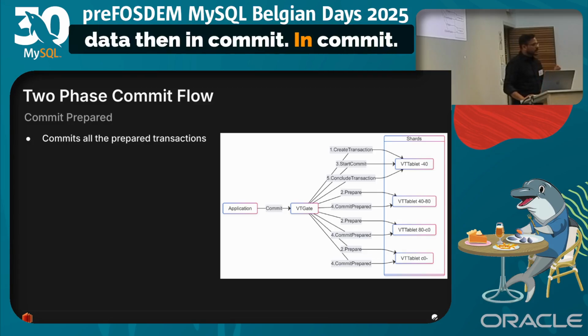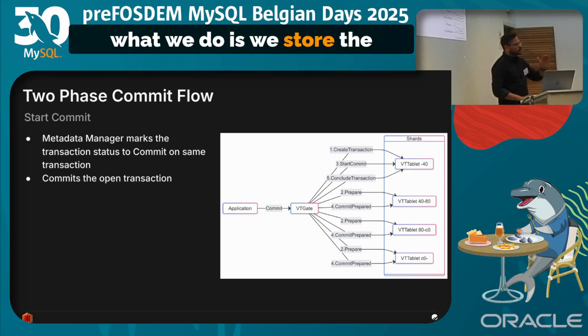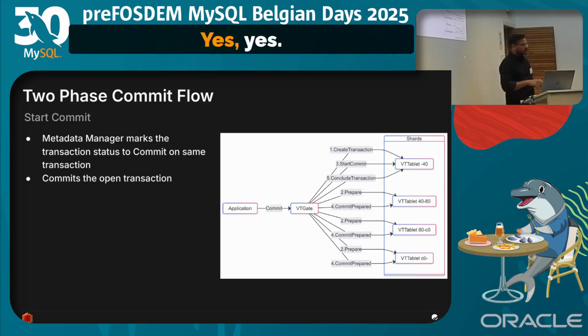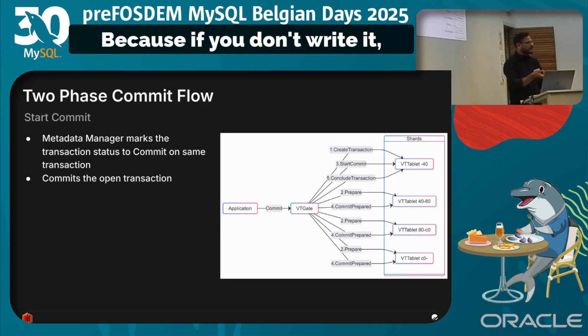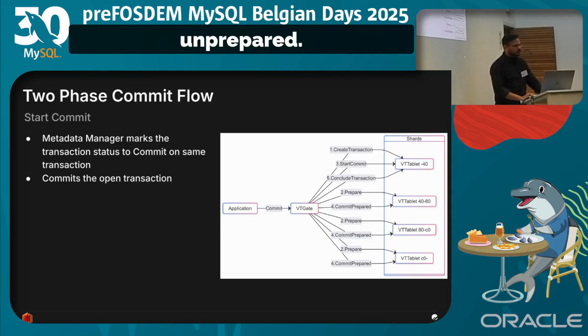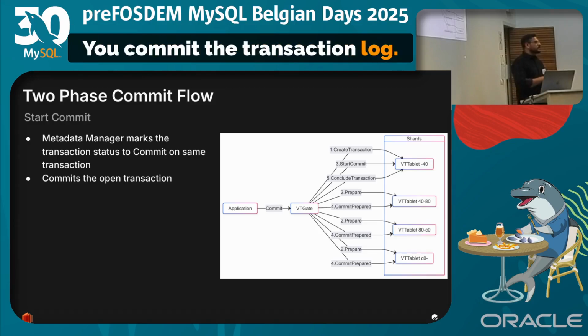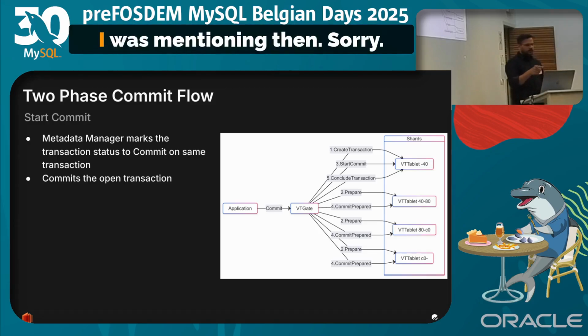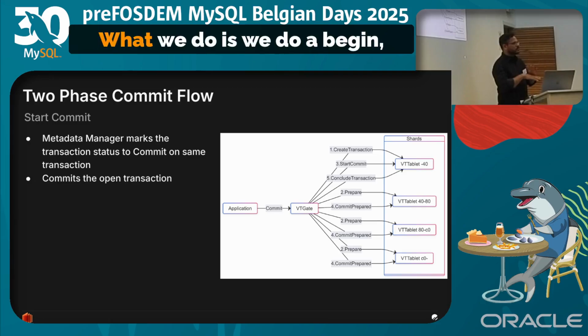In commit? Yes, when you're doing the prepare and the commit prepared. In the prepare, we store the statements that will execute as part of those transactions. So you're actually writing into each of the other shards. Okay. Yeah, that's what will help in doing the crash recovery, because if you don't write it, then we don't have the transaction log. Yeah, as a separate independent transaction, as I was mentioning. So in prepare, we do it. Whenever I call it an independent transaction, what we do is we do a begin, execute a query, and then we commit.